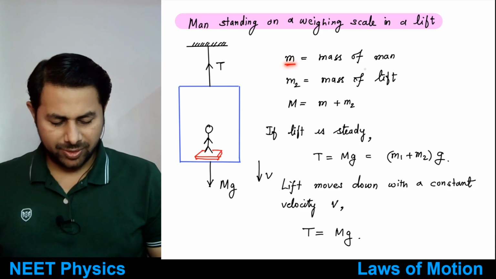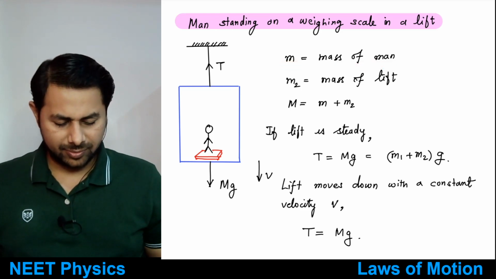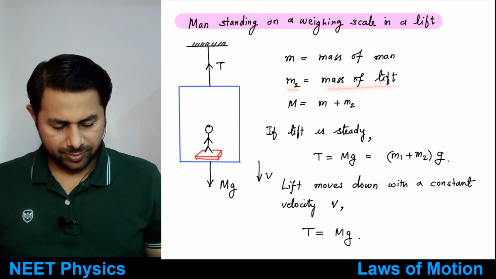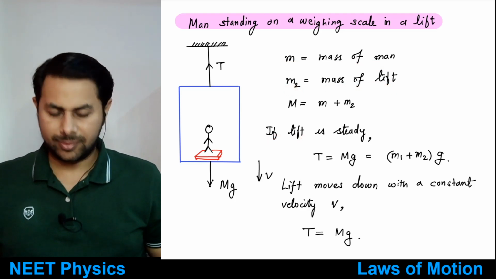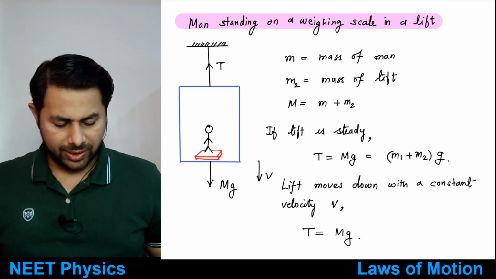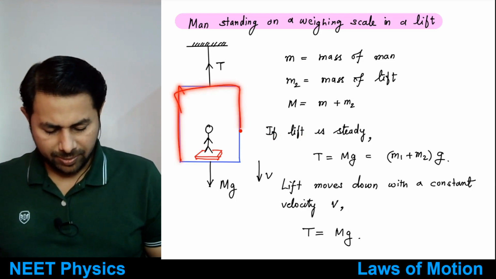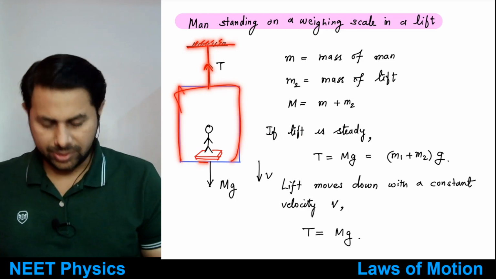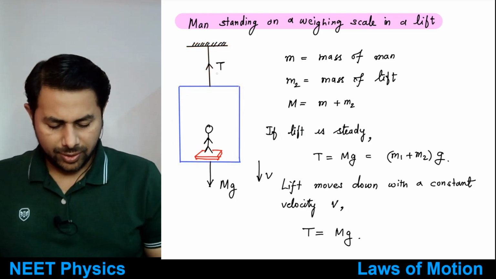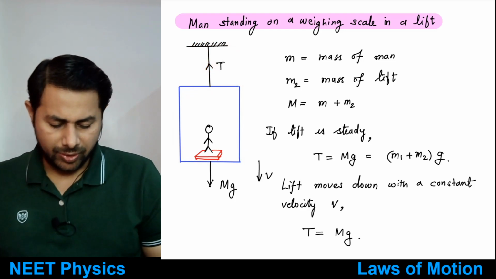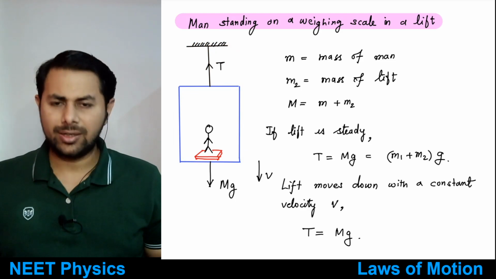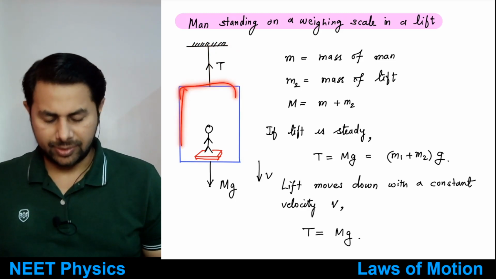So m is suppose the mass of the man, woman. m2 is the mass of the lift. Okay, and then now if the lift is steady, what can you say here? So this is the lift, it's connected to this rigid support by means of the string. Okay, so if the lift is steady, then what would be the tension in this cable or string which is supporting the lift?